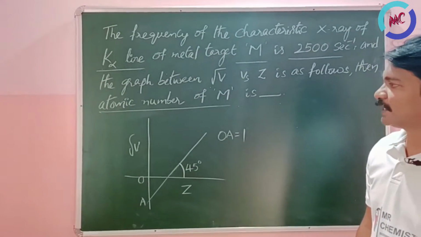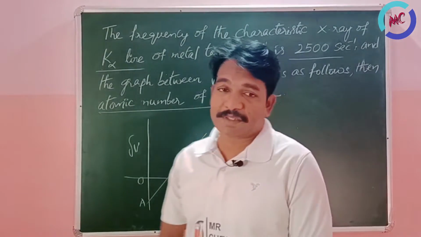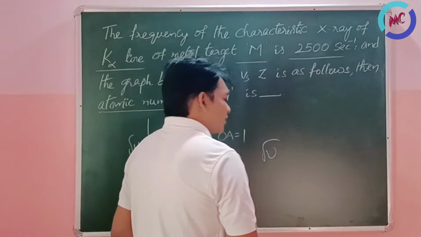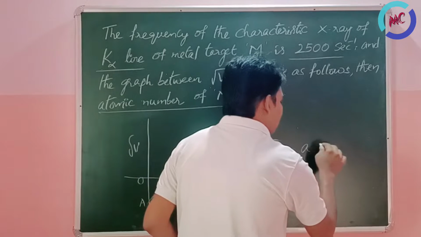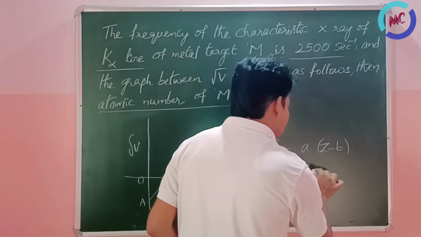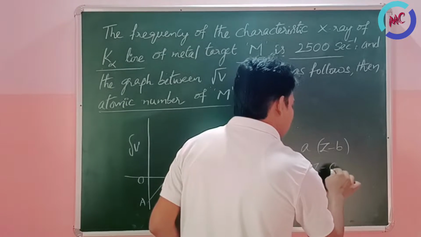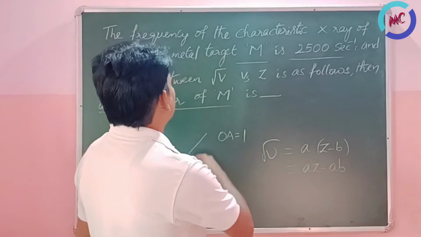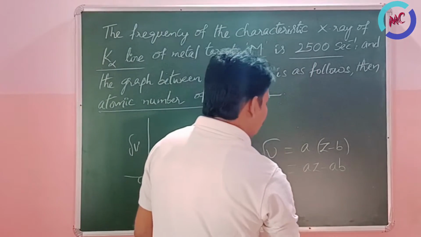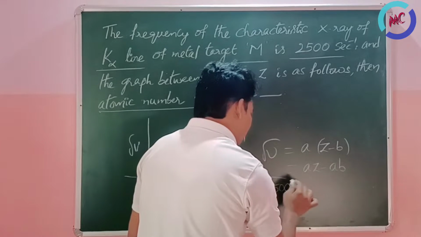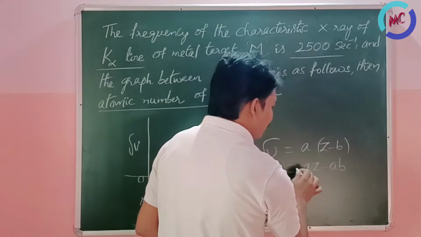See here, what is Moseley's equation? Moseley's equation: root nu is equal to A Z minus B. We can write this as AZ minus AB. See here, what is the value of frequency here? They gave frequency as 2500. 2500.